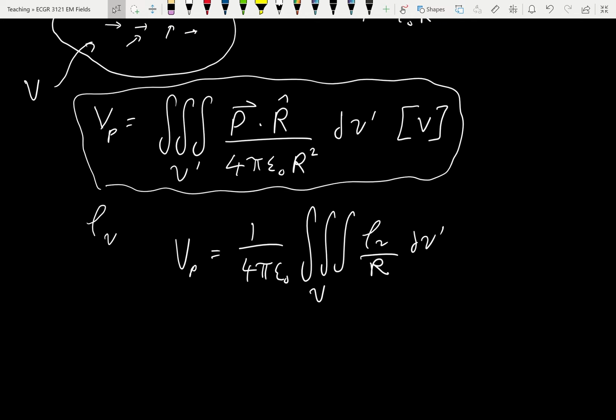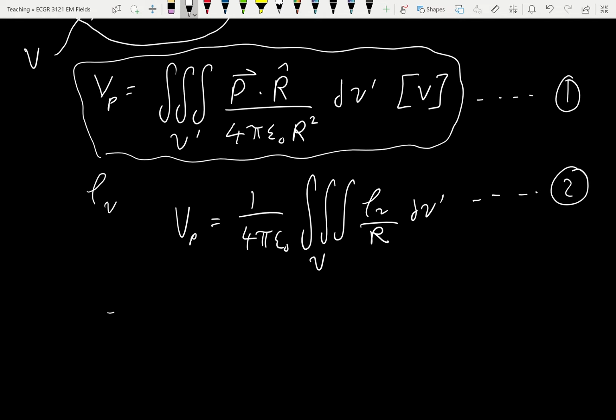So if I compare integral number 1 with integral number 2, they have to be equal, because the voltage is the same. The only way they can be equal is if the volume charge density, and let me call it the volume charge density due to the polarization, not any free volume charge density, just the one that is evident in the material due to the polarization vector, is such that I just need to take 4 pi epsilon out, and then take 1 over r out. It's evident that the charge density is going to be p dot r hat over r.